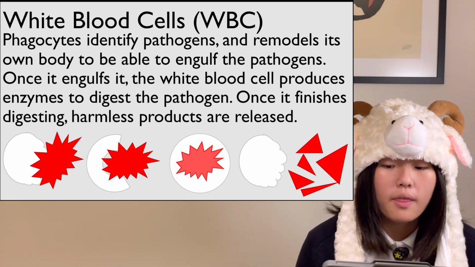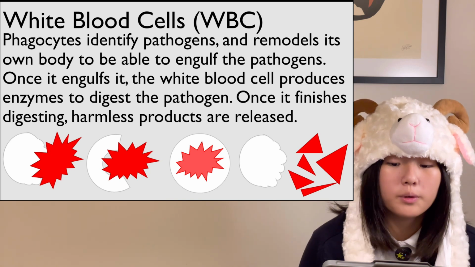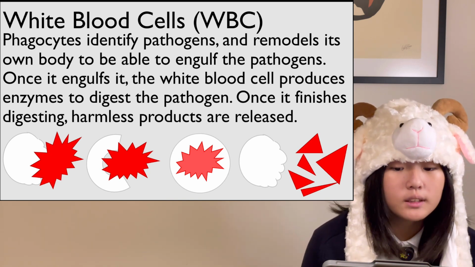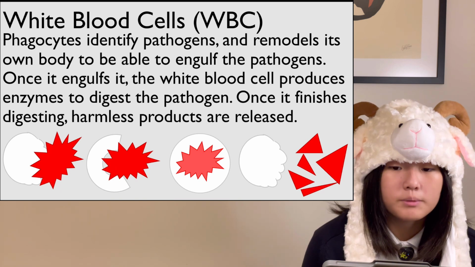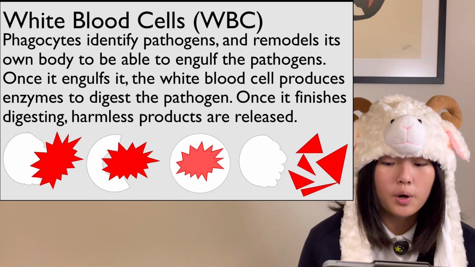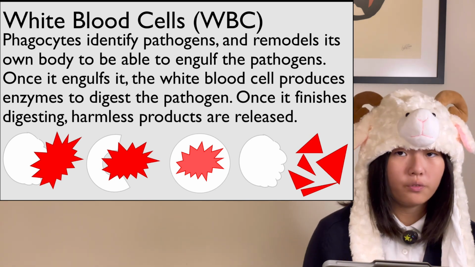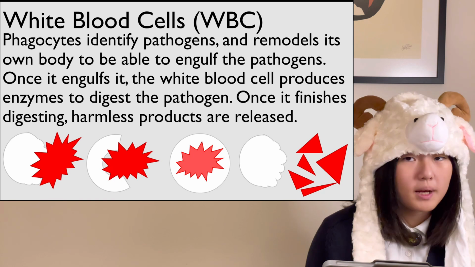They identify pathogens and then remodel their body shape to be able to engulf the pathogens. Once it engulfs it, the white blood cell produces enzymes to digest the pathogen. Once it finishes digesting, harmless products are released that were once the pathogen, or virus, or disease, or bacteria, or whatever.